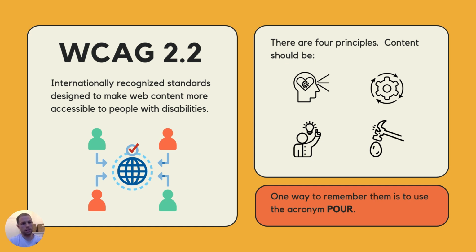So what is WCAG? What are the WCAG guidelines, and what is WCAG 2.2? The WCAG guidelines are recognized standards designed to make web content more accessible to people with disabilities. And there are 4 guiding principles. Content should be perceivable, operable, understandable, and robust. And one way to remember the principles is to use the acronym POUR.